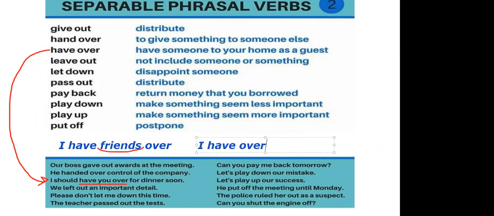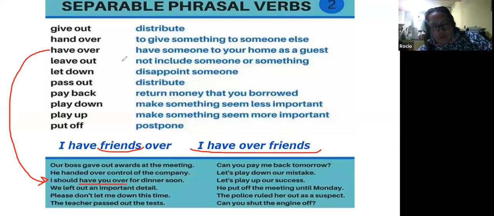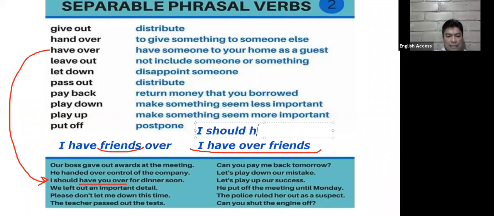I have over friends. This is not very common. And it's the same with this one. I should have you over for dinner soon. I should have over you for dinner soon. That is actually a mistake.